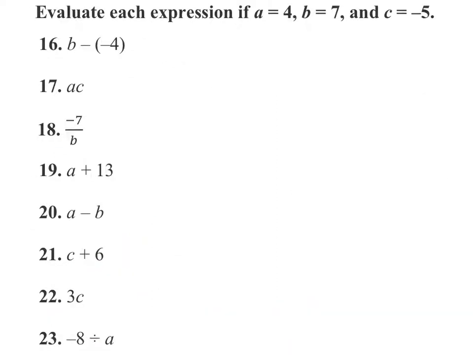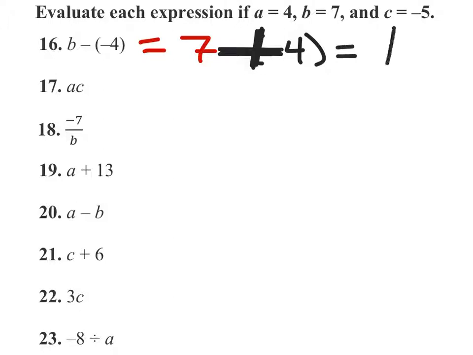All right, 16 through 23, we're just replacing the letters with the numbers that they tell us the letters equal. So for example, 16, this is B minus negative 4, and B is 7. So the rest of it stays the same, minus negative 4. And minus negative is going to change that to a big fat plus sign like a T. And the 7 plus 4 now, 11.